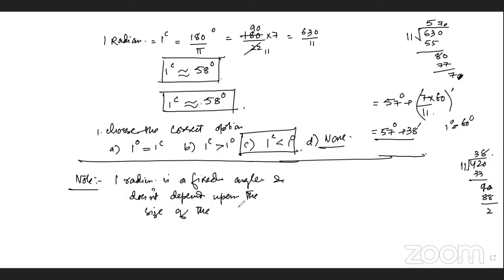Doesn't depend on the size of the circle. Okay. Now let us do some conversions on the other side. In the next slide, let's do some conversions so that you will also know that angle will have 2 units. One is in degrees and the other one is in radians.